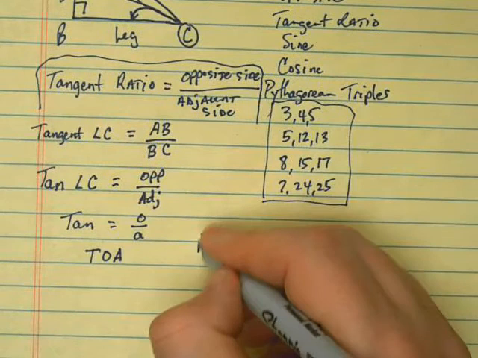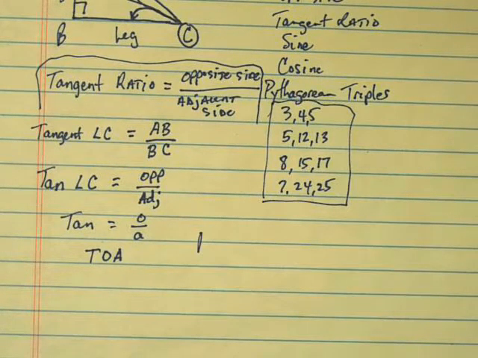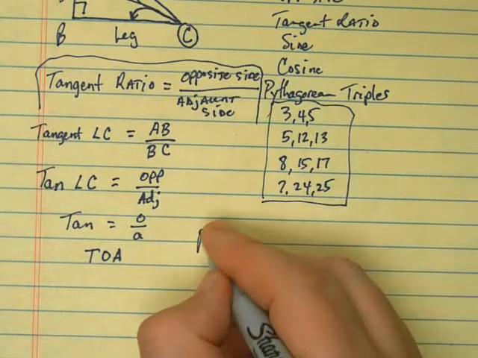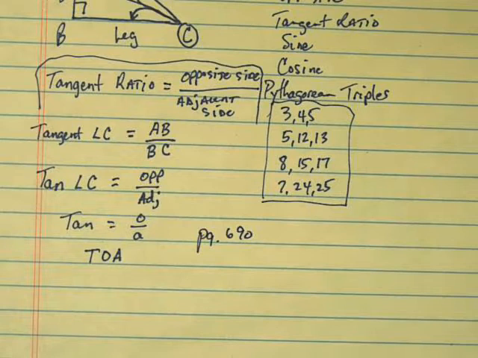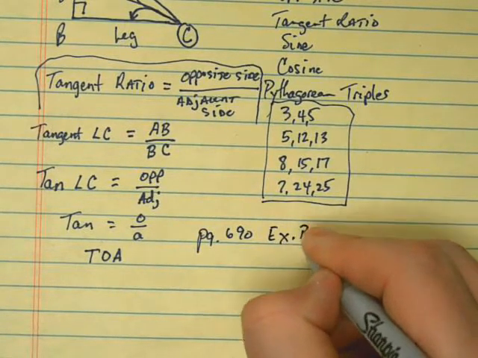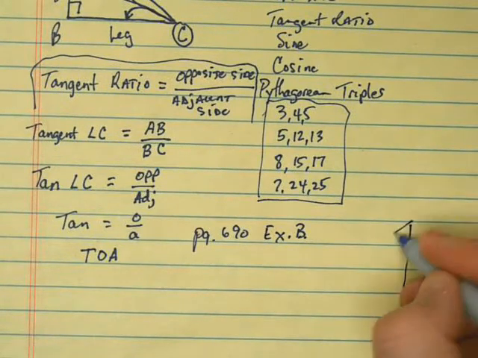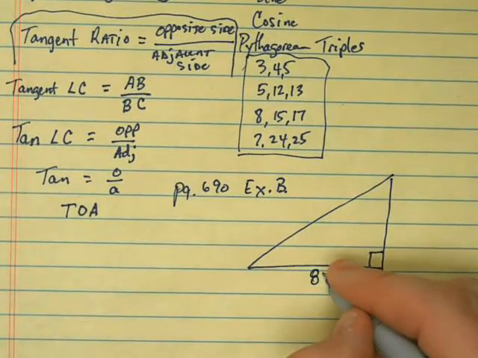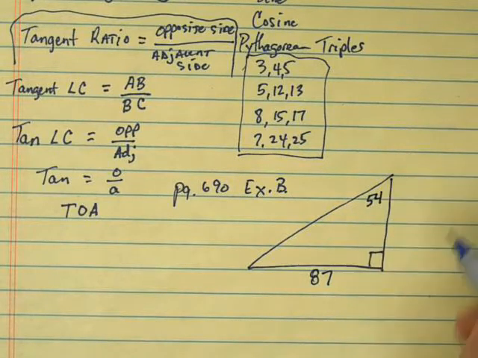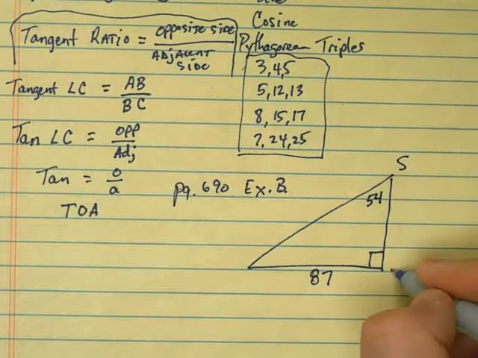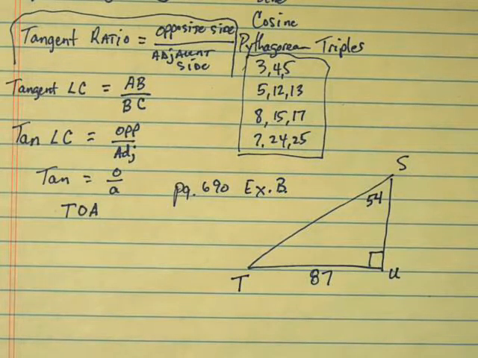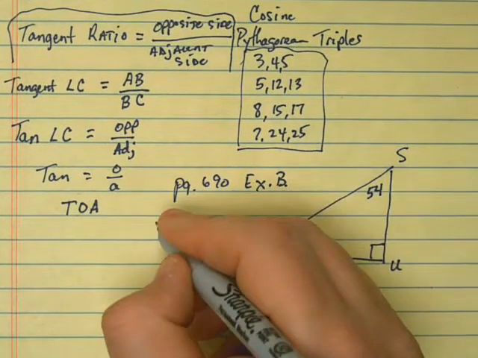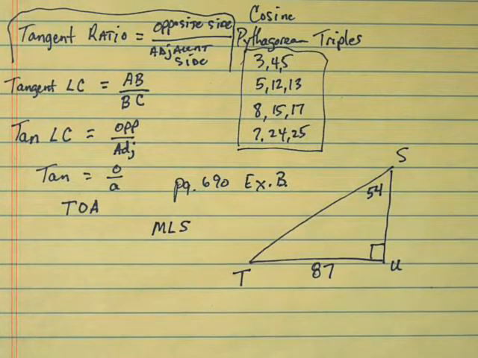Let's take a look at an example. Turn to page 690, and we're looking at example B. We have a right triangle with 87, 54, and vertices S, U, and T. They want us to find the measure of angle S.